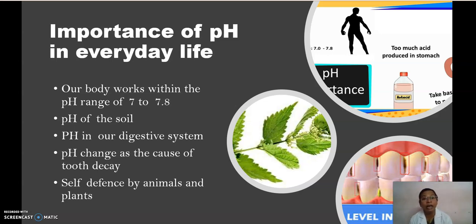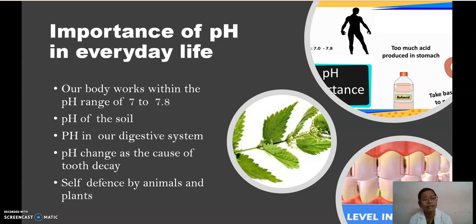Actually, our tooth enamel is the hardest substance. It is made up of calcium phosphate. It does not dissolve in water, but it starts to corrode in the presence of acid. So every time after eating food, it is better to clean your mouth using toothpaste. That is basic. So a neutralization reaction happens in your mouth and your teeth are protected.